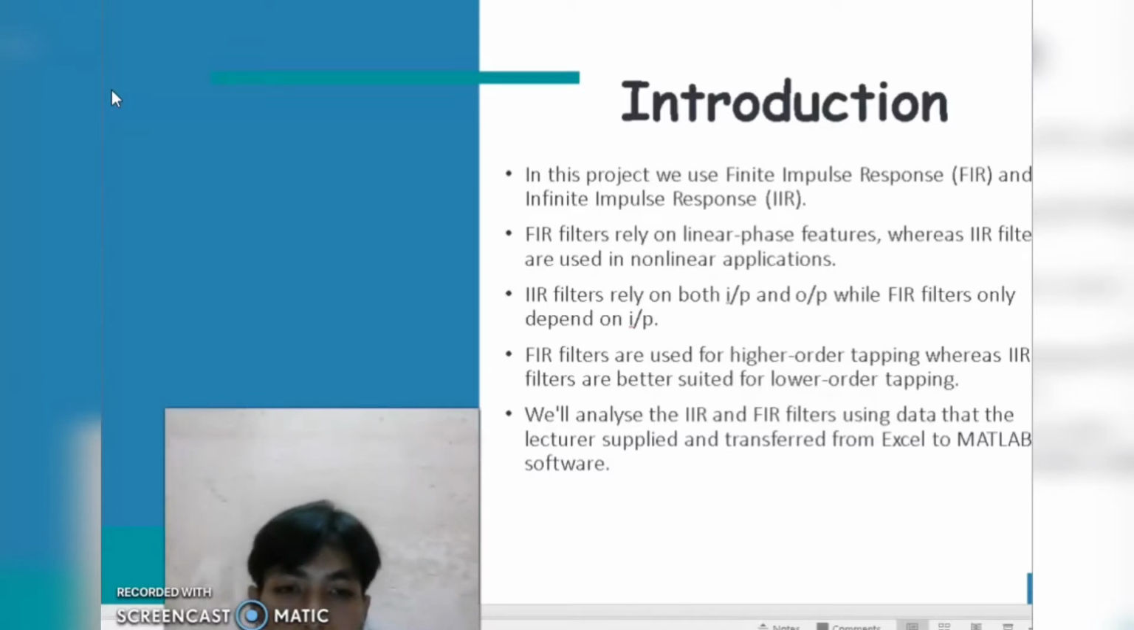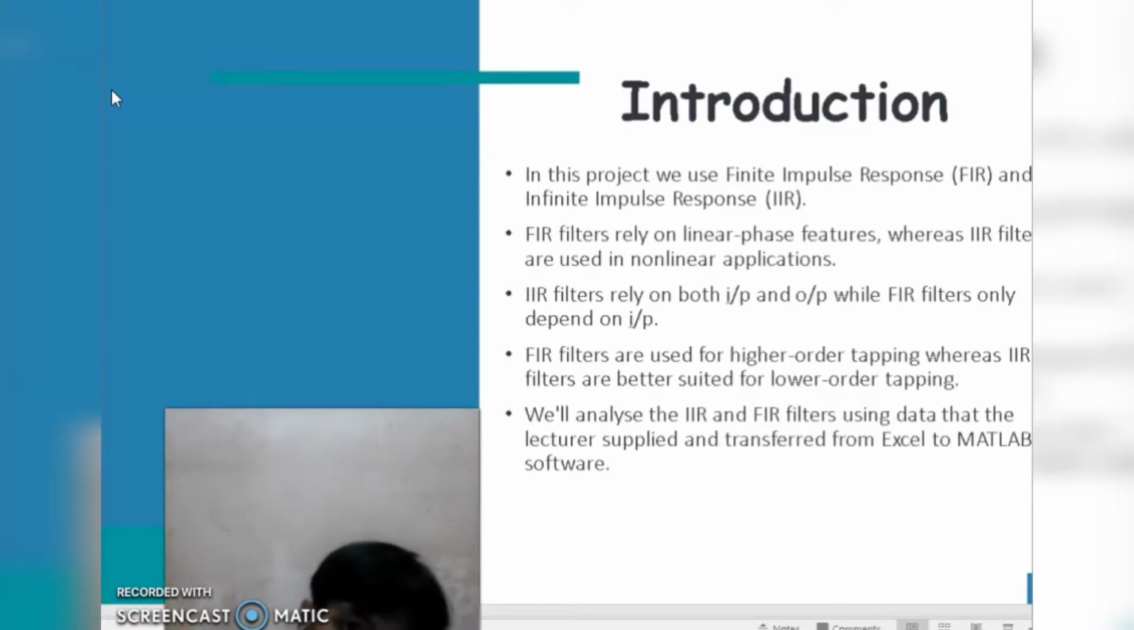The FIR filter is used for higher order tapping, while the IIR filter is better suited for lower tapping. The IIR filter might become unstable at higher order tapping.